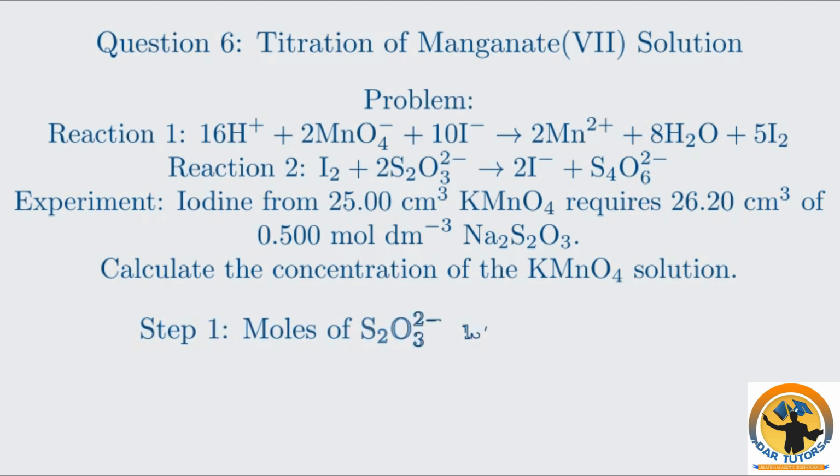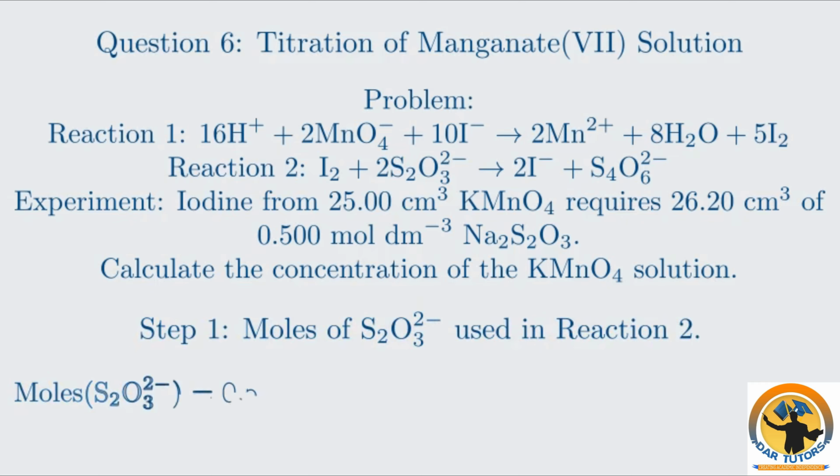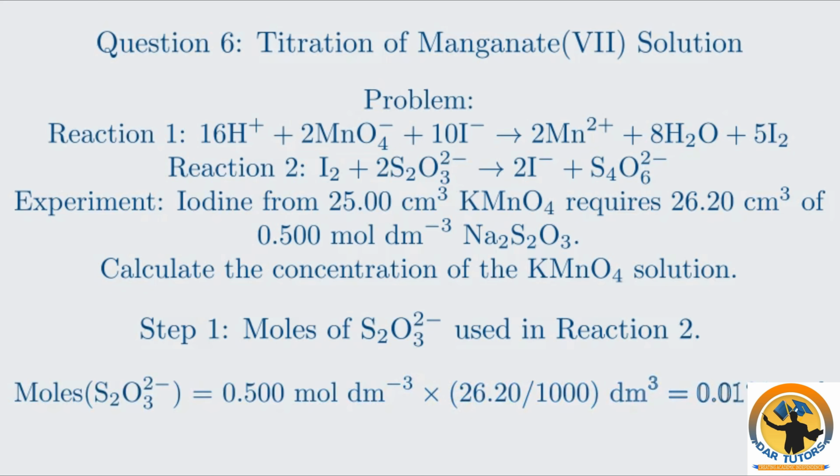Calculate the moles of thiosulfate used in the titration. The volume was 26.20 cm3, or 0.02620 dm3, and the concentration was 0.500 mol dm-3. Multiplying them gives 0.0131 moles of thiosulfate.